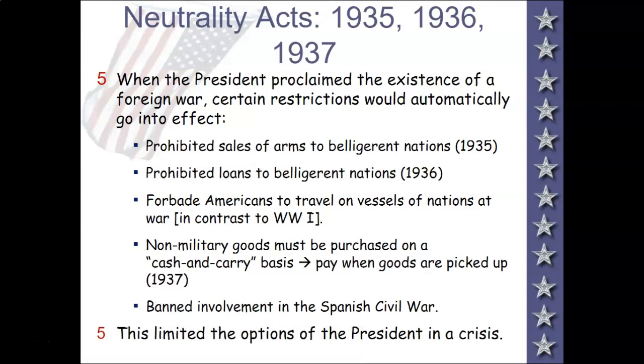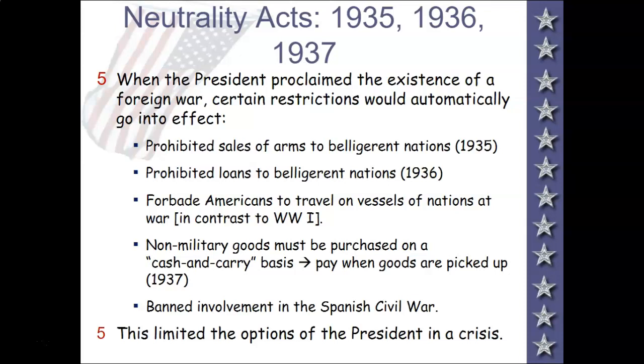The most significant acts that are passed during the 1930s are the Neutrality Acts of 1935, 36, and 37. Essentially, one, if you go to war, we're not going to sell you arms. Two, we're not going to loan you money, much like we did to everybody in World War I. Three, we are going to forbid Americans to travel on vessels of nations at war, which essentially is what led to the United States' entry into World War I with the sinking of the Lusitania.